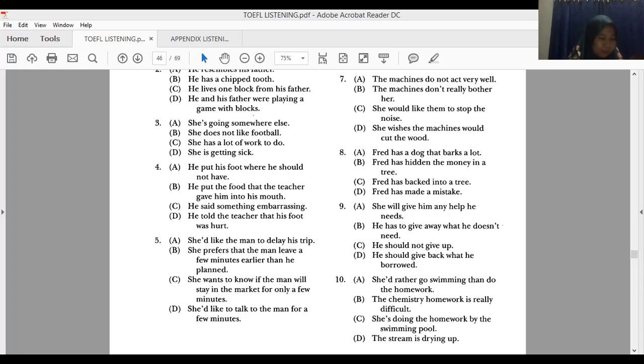Number 10. How's the chemistry homework coming? It's like trying to swim upstream. What does the woman mean?